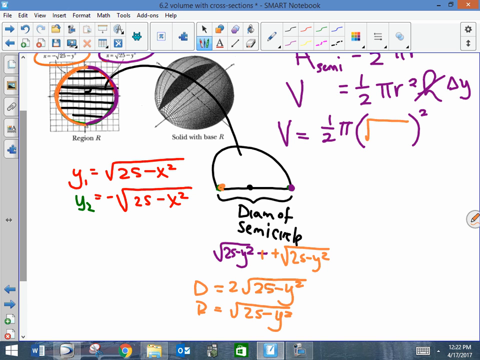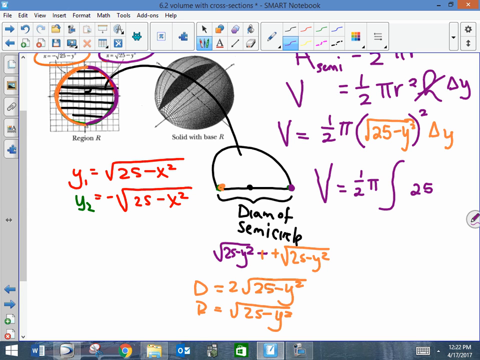Okay, so radical 25 minus y squared goes in here, and changing y goes here. Okay, we're ready for our integration. Equals, okay, half pi is a constant, so I'm going to pull it out. What's radical 25 minus y squared? 25 minus y squared, dy. Now we have to figure out our limits.